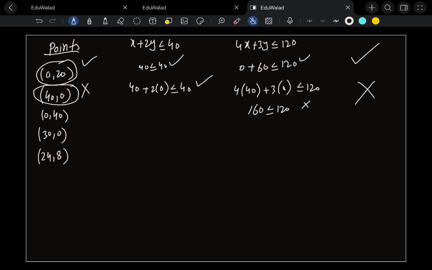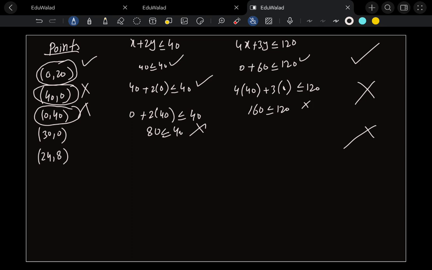So 0 and 40: if we put the value of x equal to 0 and the value of y equal to 40, 2 into 40 is 80, which should be less than or equal to 40, which is wrong, so we will not use this point.